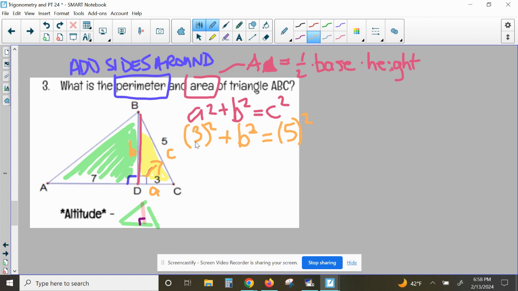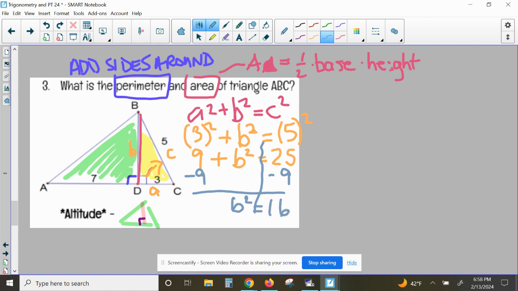Okay, now I'm going to do my math. So what do I have here? 3 to the second power is 9 plus, I still have B squared equals 5 to the second power is 25. And now I'm going to use some algebra to get B on the side by itself. So that means I have to subtract 9 on both sides. So I'm going to get B squared equals 16. 25 minus 9.